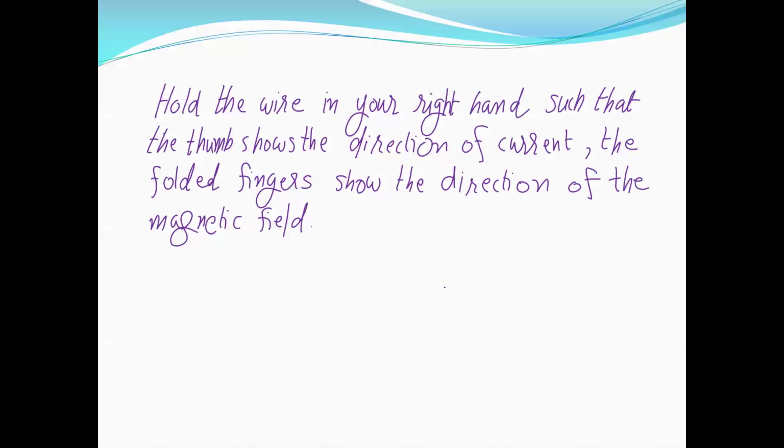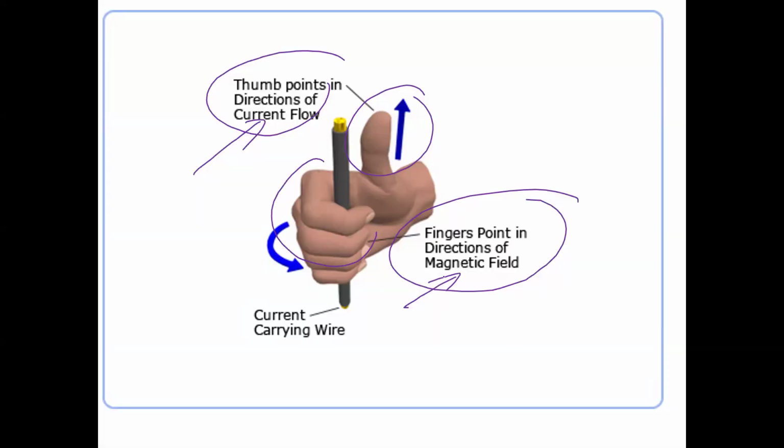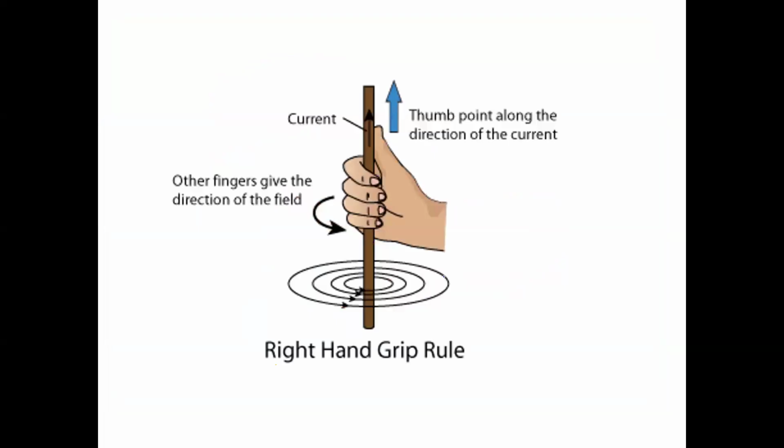Now, right under it, after giving the side heading Fleming's right hand rule, right under it: hold the wire in your right hand. Hold.